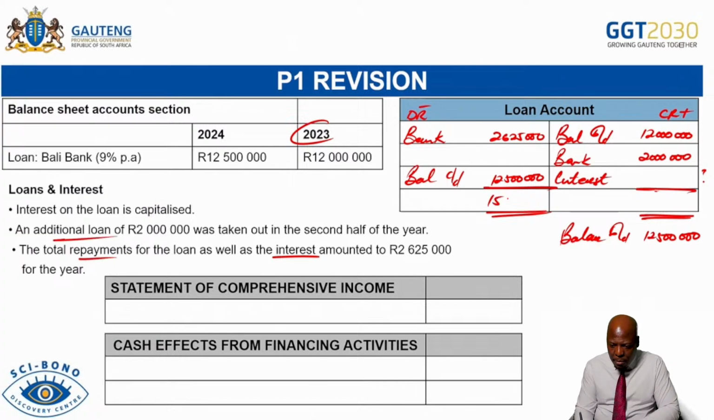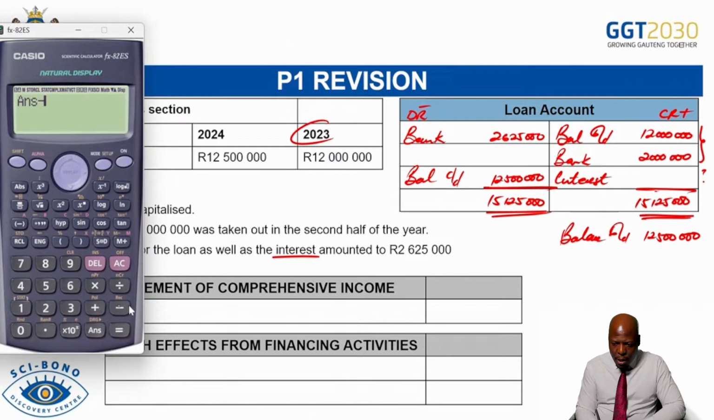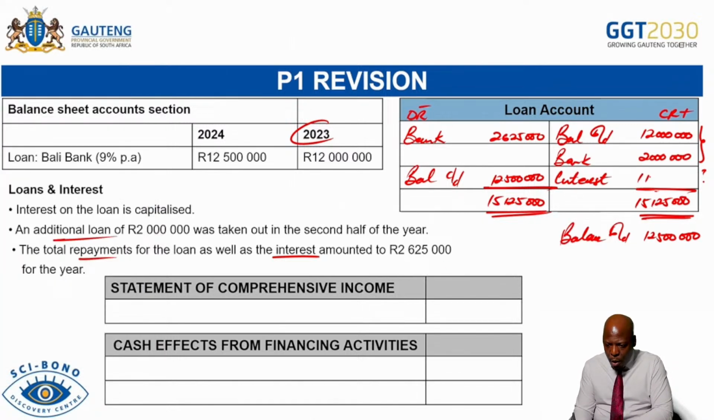So I end up with 15,125,000 like that. And then I subtract this 14 million over there. Then I'm going to say minus 12 million. All right. Then I say again, minus 2 million. Is that enough zeros? That is enough zeros. Okay. So I'm going to end up with 1,125,000. That becomes the interest. 1,125,000. That becomes the interest. Okay.